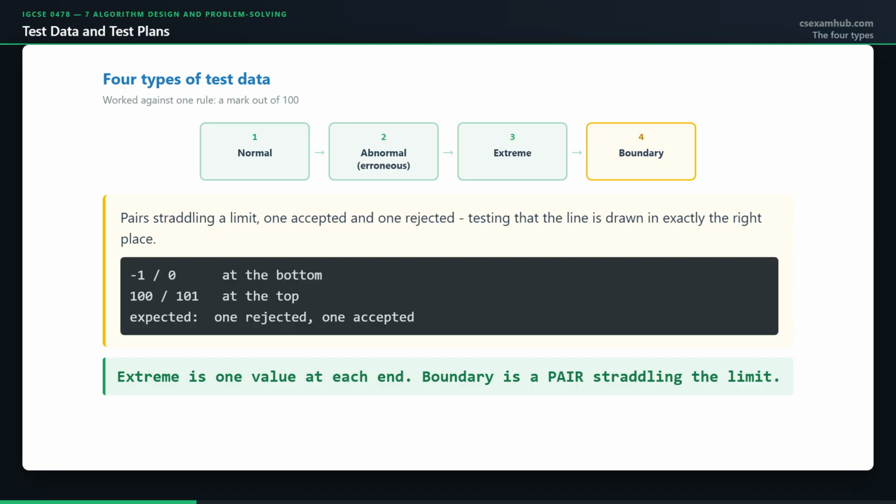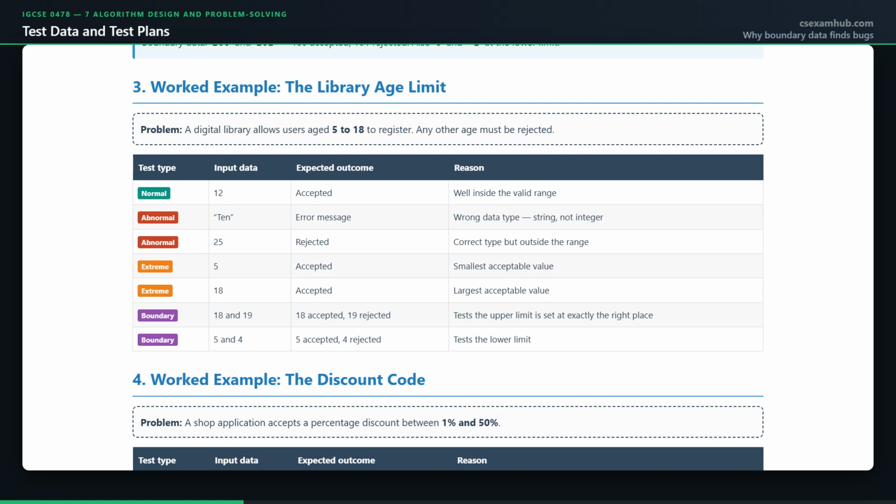The distinction between extreme and boundary is the one students find fiddly, so hold it this way. Extreme data is the largest and smallest values that are still valid, one value each end. Boundary data is a pair straddling the limit, one valid, one not, testing that the line is drawn in exactly the right place. Boundary data deserves its own explanation because it is the category that actually finds faults, and it is the one most often left out.